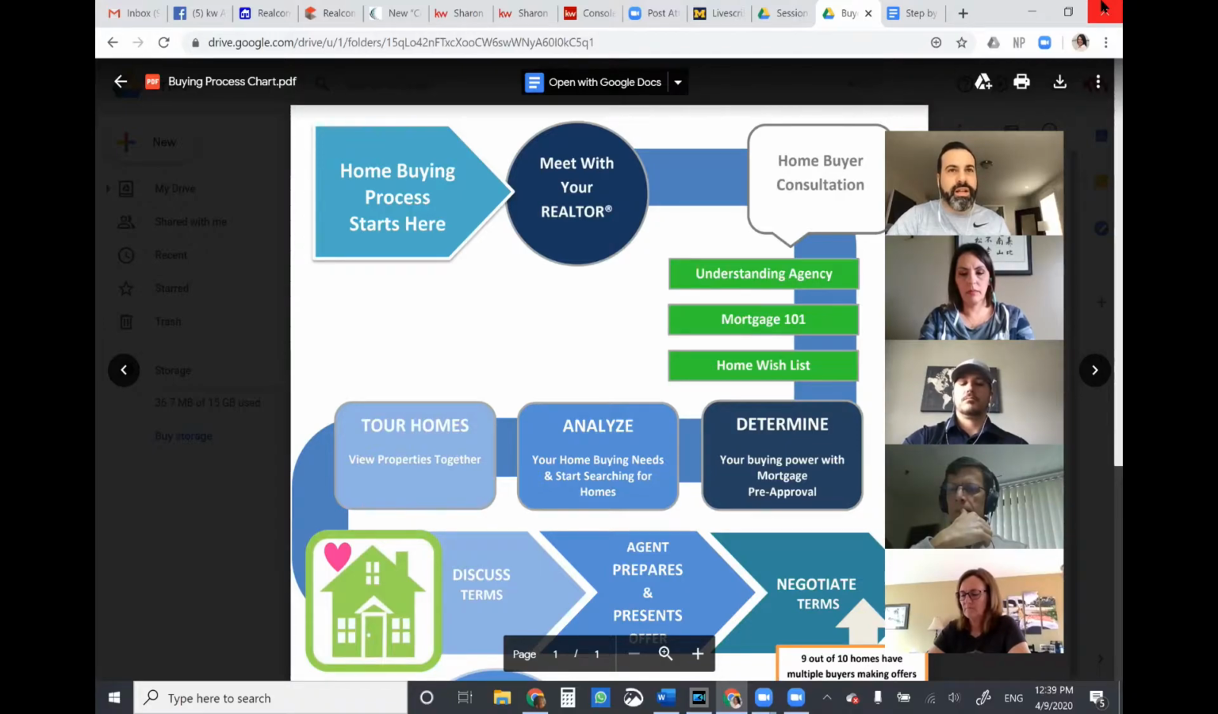Do they have any offers on it? Maybe they do have offers on it and they're going to make a decision tomorrow. So your buyers need to know that going in today. They need to decide if they want to throw in an offer as well.